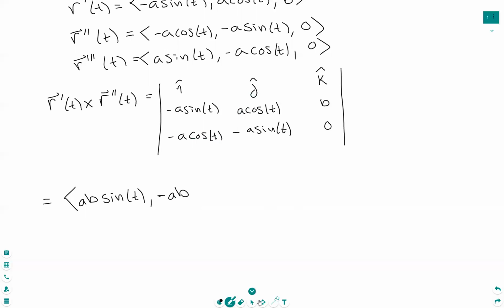So our determinant here looks like it's just a squared times b. So that means that our torsion is this upper determinant, which we found to be a squared times b, and then the magnitude of velocity and acceleration was a square root of a squared plus b squared, but we had to square that in our denominator.